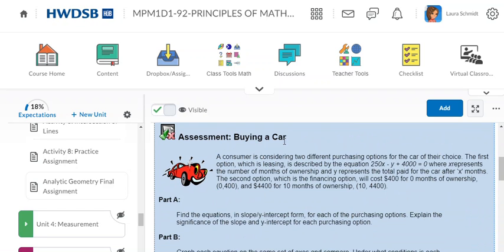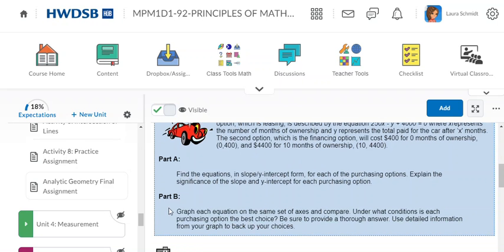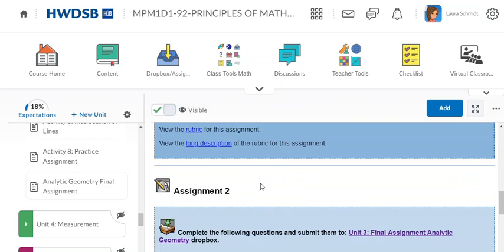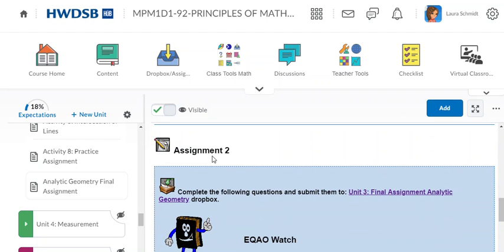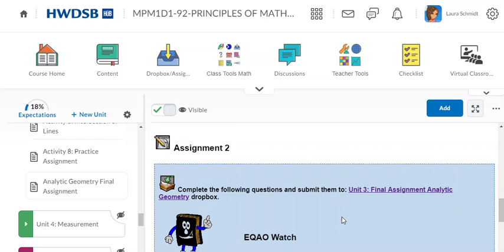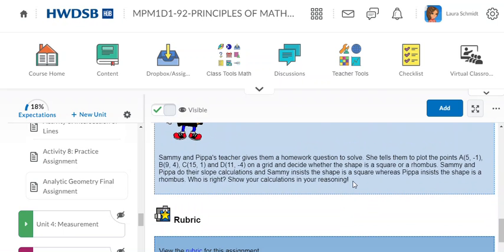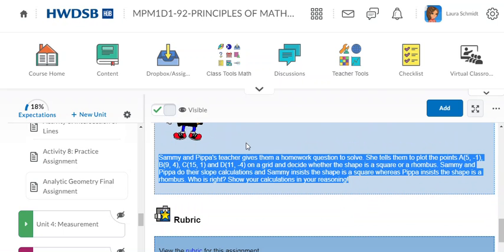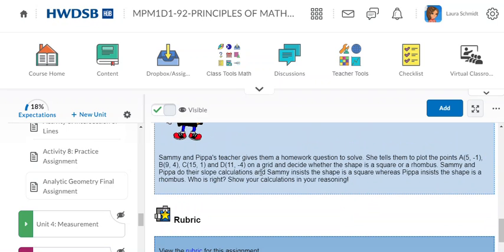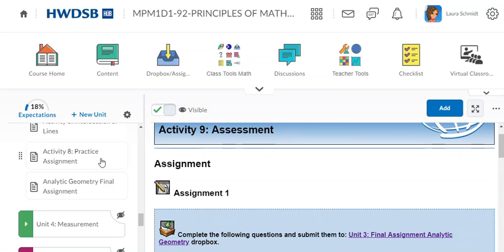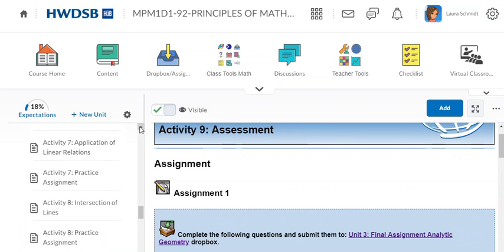There are 2 assignments. There's a buying a car assignment, part A and B, and then keep scrolling down. And there's a second assignment, which is kind of tricky because it seems like you haven't learned it, but you have, just not worded exactly the same way. So the second question is a little trickier. So that's Unit 3.